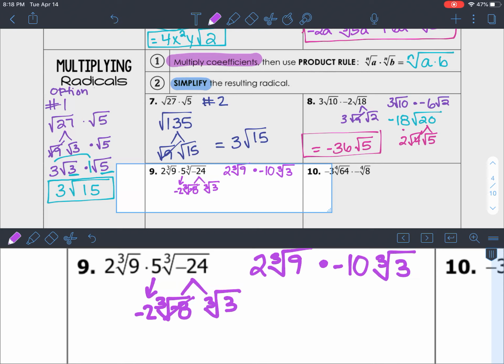So I'm just going to pause there for a minute. All I did was simplify that cubic root of negative 24. So we worked through those. That's all I did, was just a little bit of simplification.